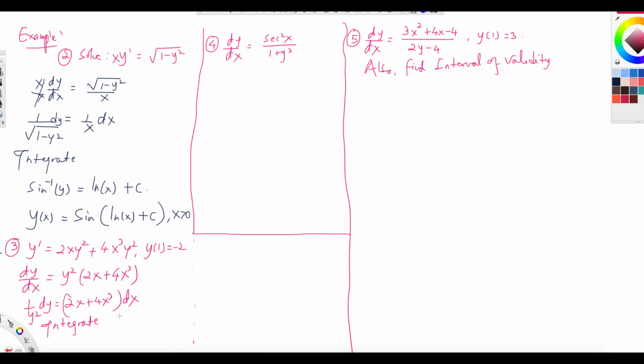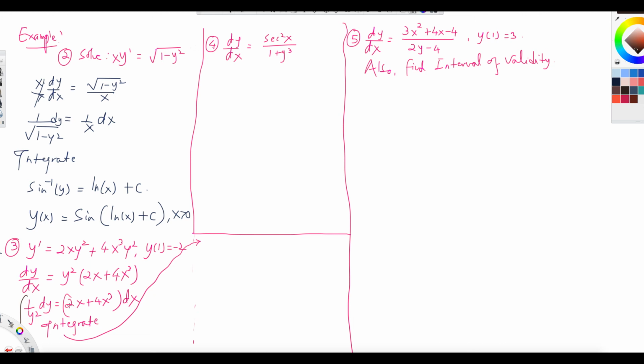After you integrate, what is the integral of 1 over y squared? We did that in the previous example, example 1. You need to move this y squared to the top. It will be y to the negative 2, right? And then the integral of y to the negative 2 will be y to the negative 2 plus 1 over negative 2 plus 1, which is basically negative 1 over y. That's what you will get on the left side.